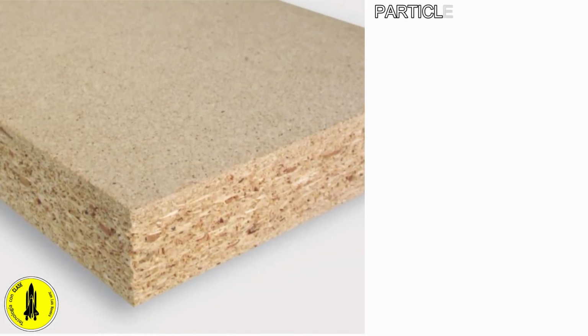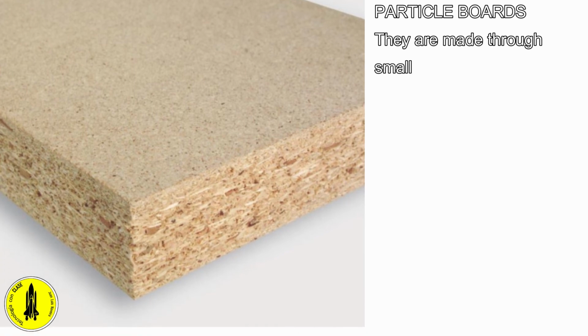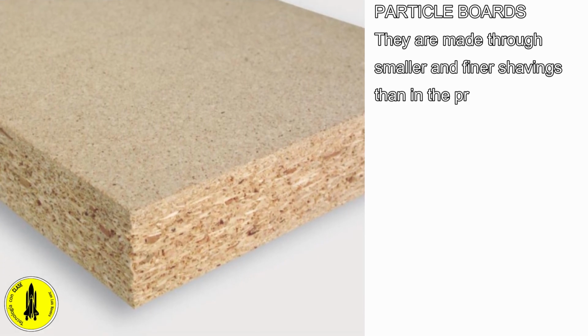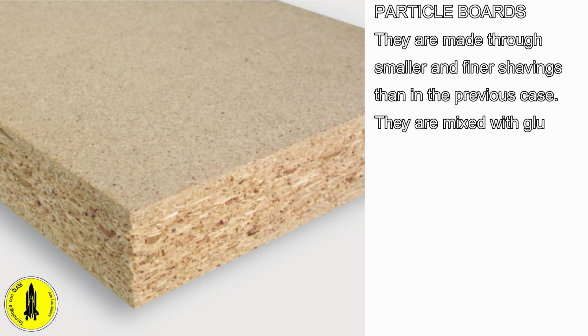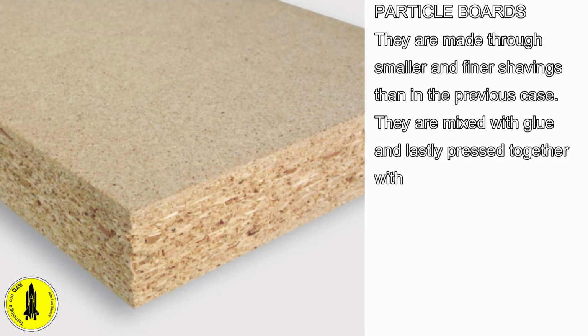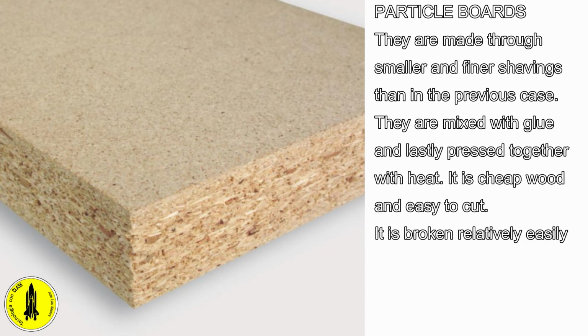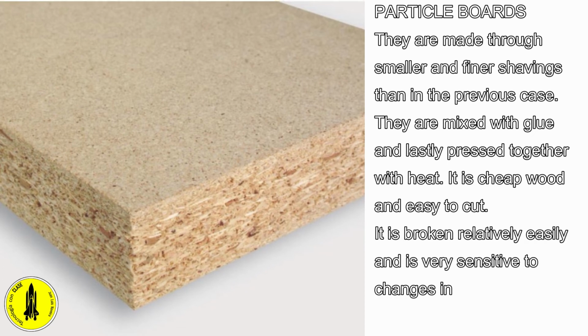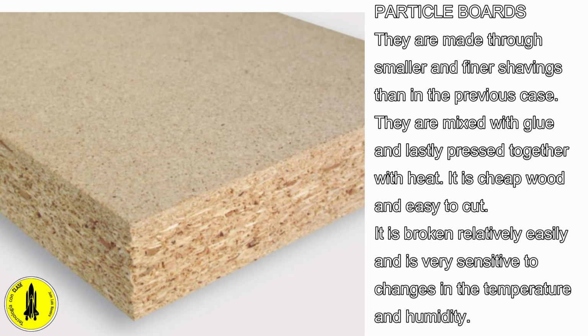Particle boards and fiber boards. They are made through smaller and finer shavings than in the previous case. They are mixed with glue and lastly pressed together with heat. It is a cheap wood and easy to cut. It's broken relatively easily and is very sensitive to changes in temperature and humidity.